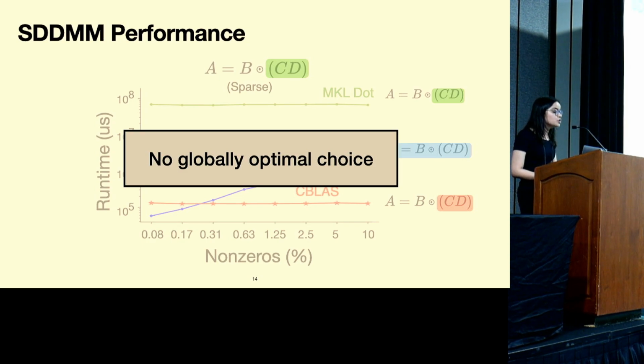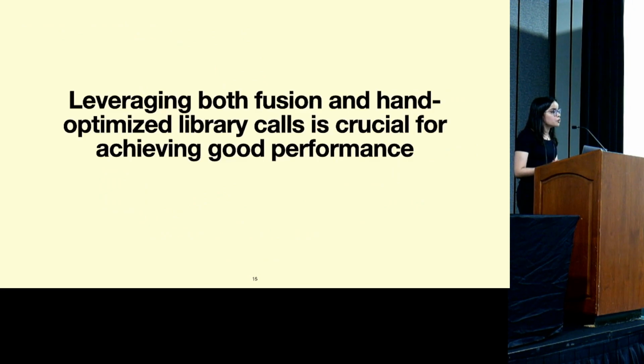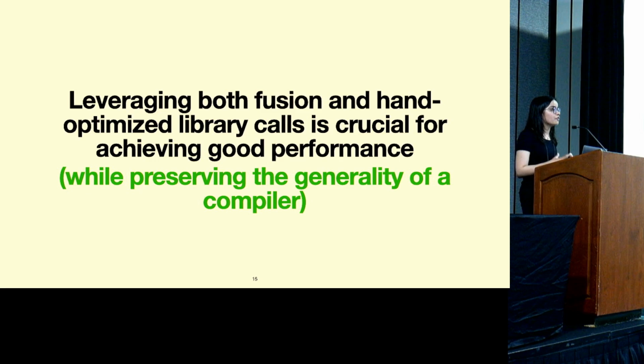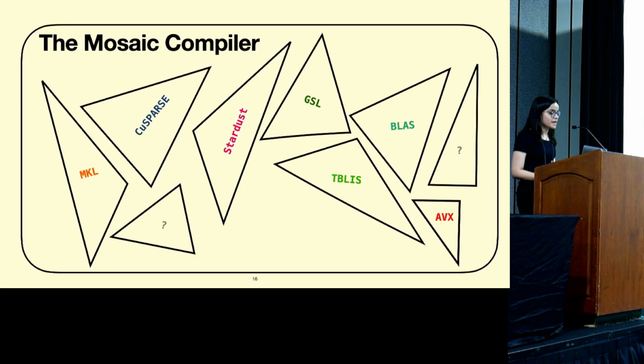And here I only chose to vary the sparsity of B. There are several other things, like the mathematical structure of B, that one could choose to vary. So we would want an approach that is able to combine both fusion and hand-optimized library calls to get really good performance. But we saw previously some of these systems simply can't compute an expression that users might want to compute. So we still want to preserve the generality of a compiler approach. We still want to be able to target all of tensor algebra. And this leads me to Mosaic.